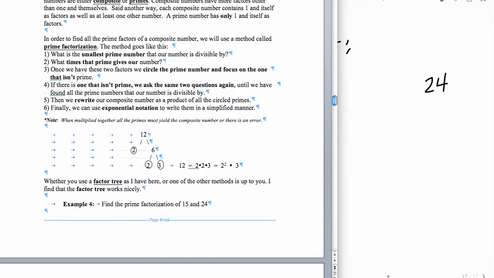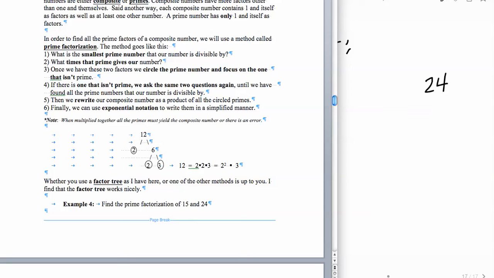So if I factor 12 using prime factorization in a factor tree, I start with 12 and I say, okay, what's my lowest prime number that goes into 12? Well, the lowest prime number that goes into 12 is 2. So 2 times what? 2 times 6. So 2 times 6 equals 12.